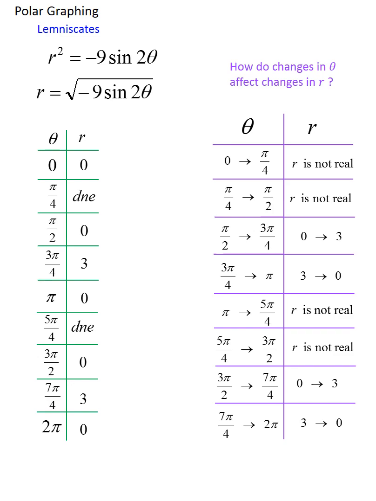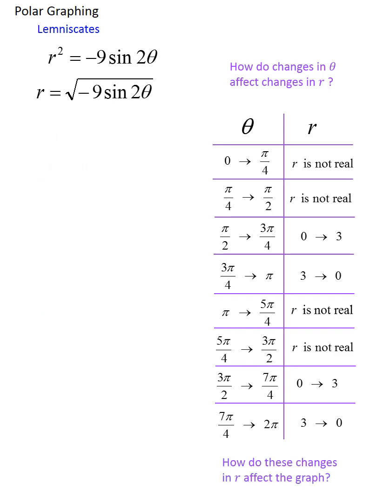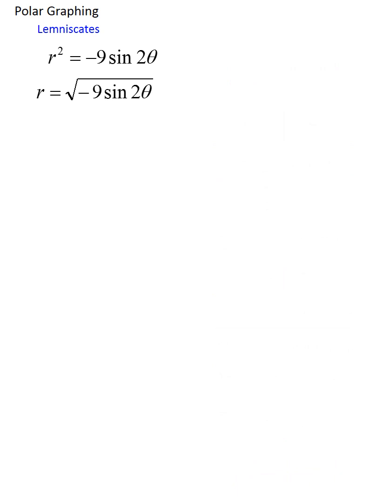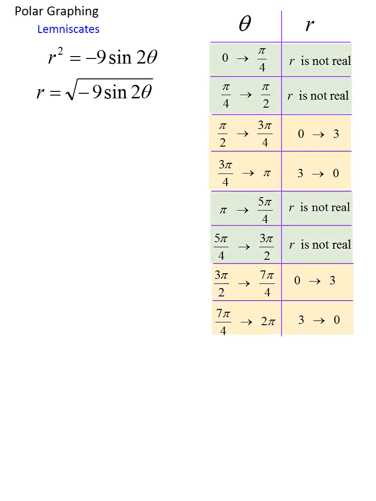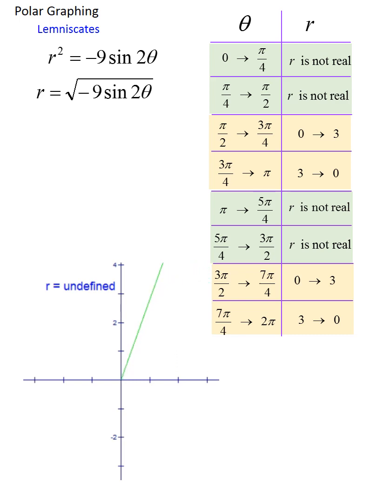And now, of course, the question is, how do these changes in r manifest themselves on the graph? Notice at theta equals 0, r is defined to be 0, but also notice by looking at the table that anywhere between theta equals 0 and pi over 2, r is undefined. And we see that here as theta sweeps from 0 to pi over 2, we get no r values or no particular points.